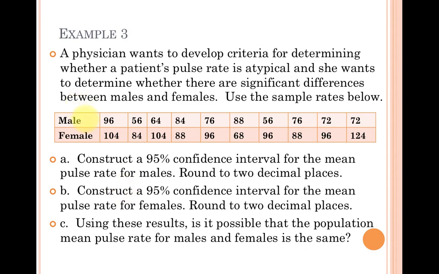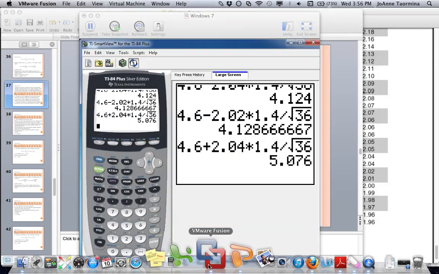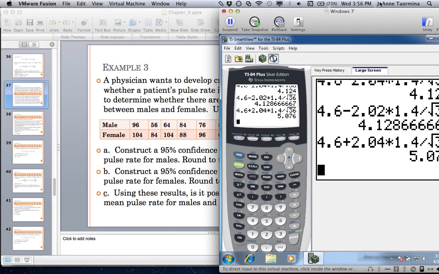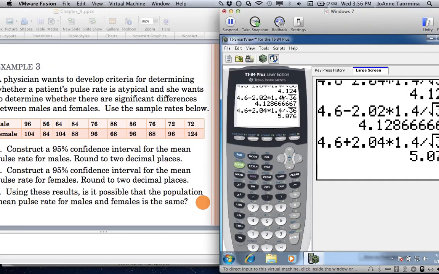This is the first time we're using raw data to construct a confidence interval, and there's a different function on the calculator for using raw data. It makes the process really easy. So we're going to start with males, and we're going to put the data in a calculator list. And while we're at it, we might as well put the data for females in a different calculator list.